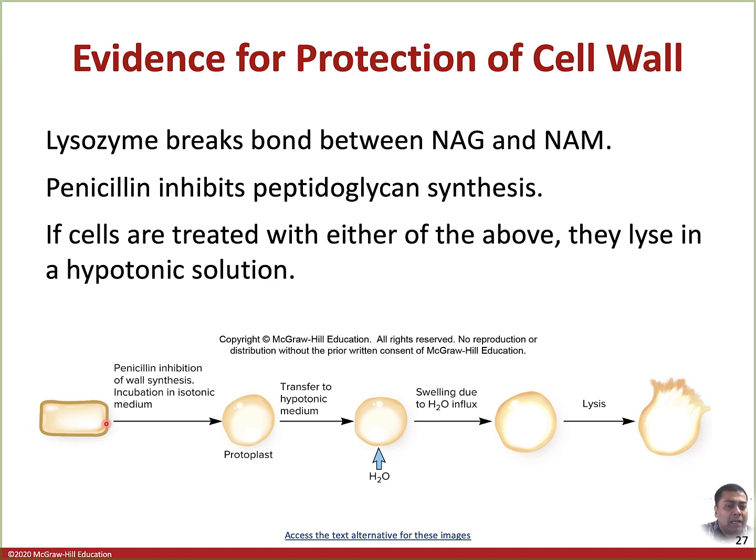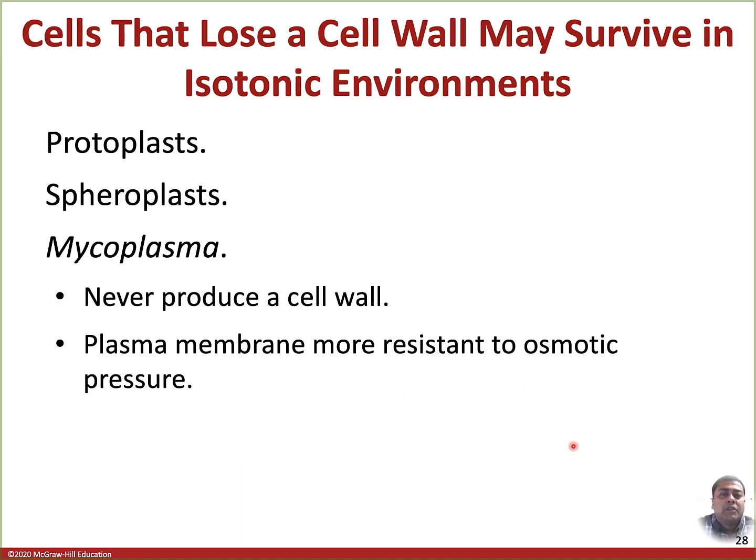The cell wall prevents this process, but we can use lysozyme or penicillin. Lysozyme is a natural material that is present to prevent bacterial infection. Penicillin is a drug. They all work the same way to kill the bacteria. So a cell that loses its cell wall, a protoplast or spheroplast, may survive in an isotonic environment.